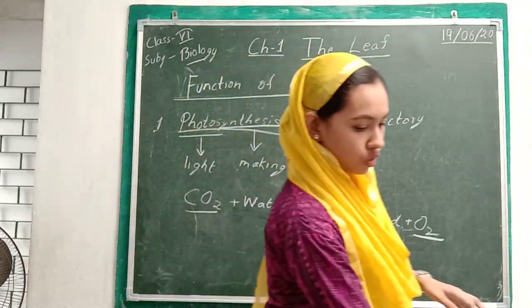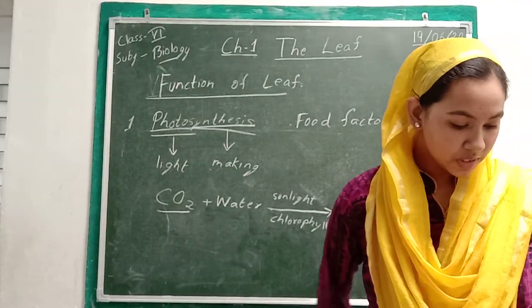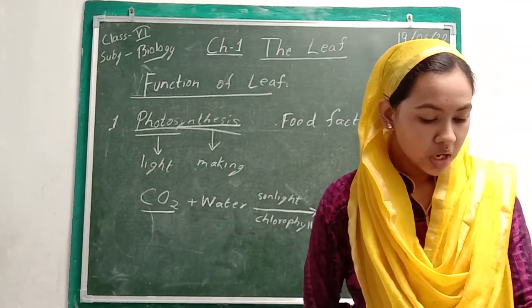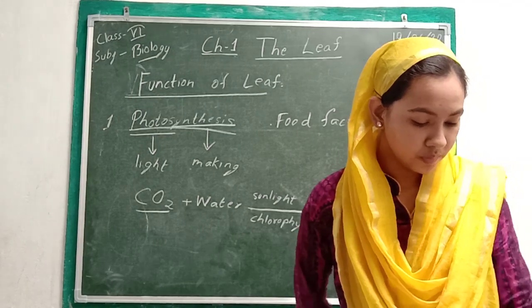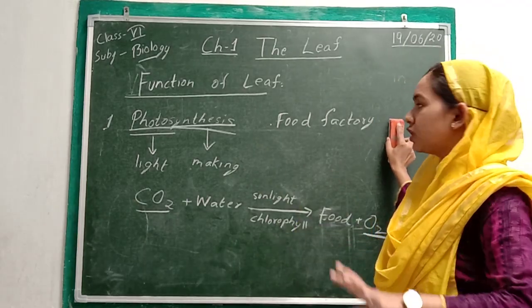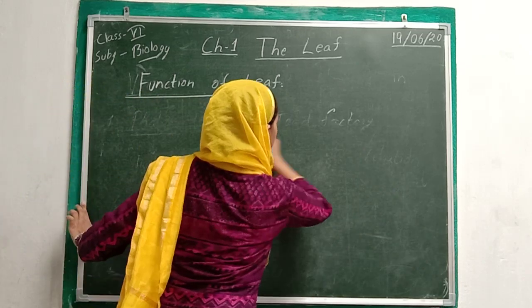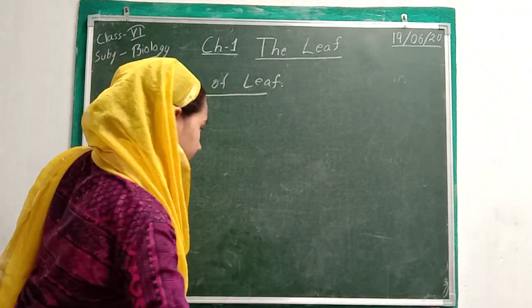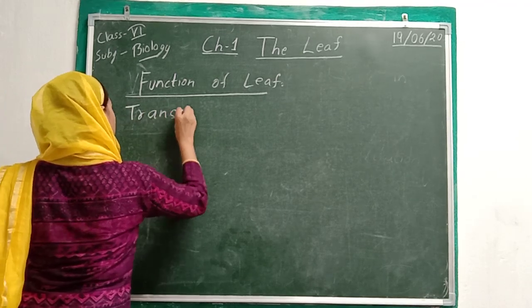So this is the process of photosynthesis, and the process can be defined as the process by which green plants use sunlight to make food from carbon dioxide and water. Alright. So this was the first function, photosynthesis. Now, the second function is transpiration.